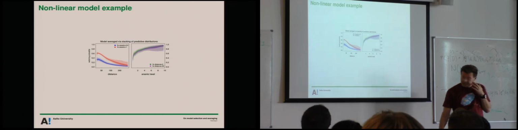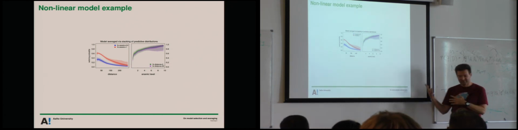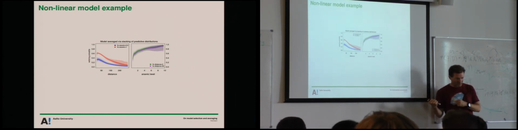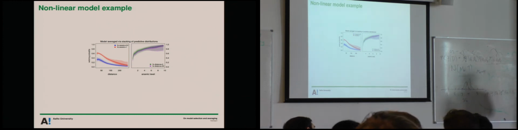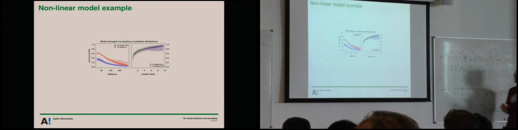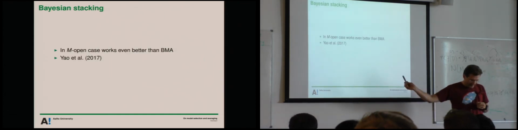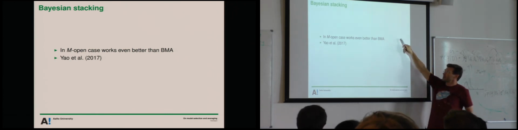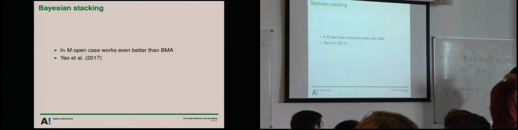And here are the model averaged results. And then the idea would be that now we have the model average case, and then we could start checking the projected model. So in M-open case it works even better than BMA. The reference is in the end of the slides.